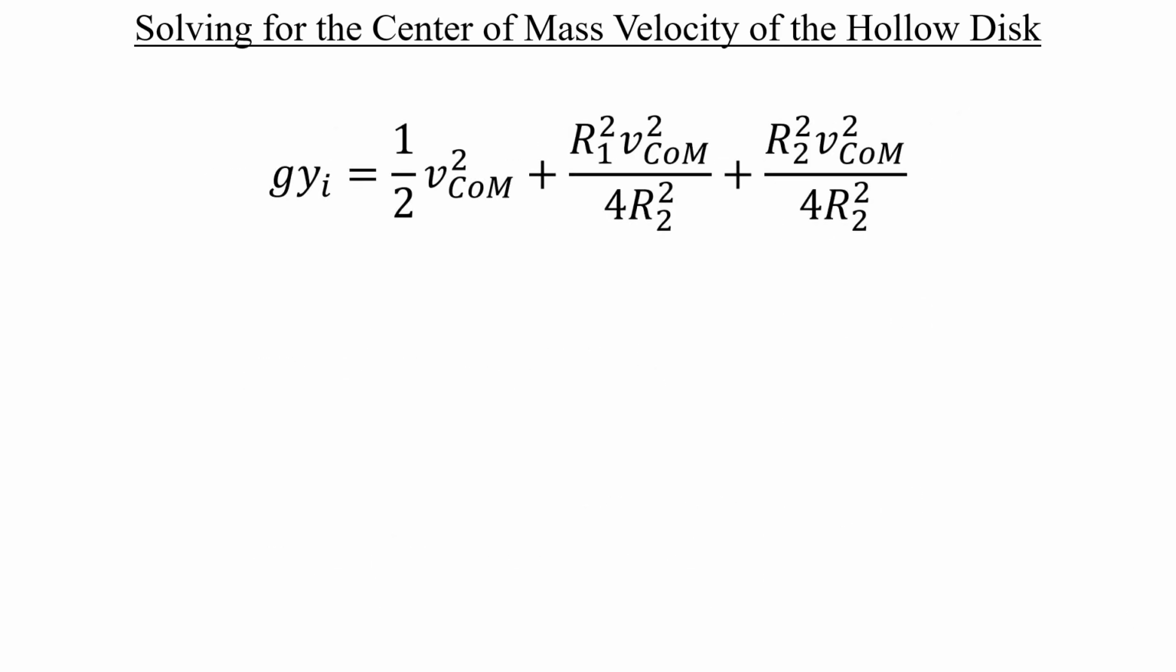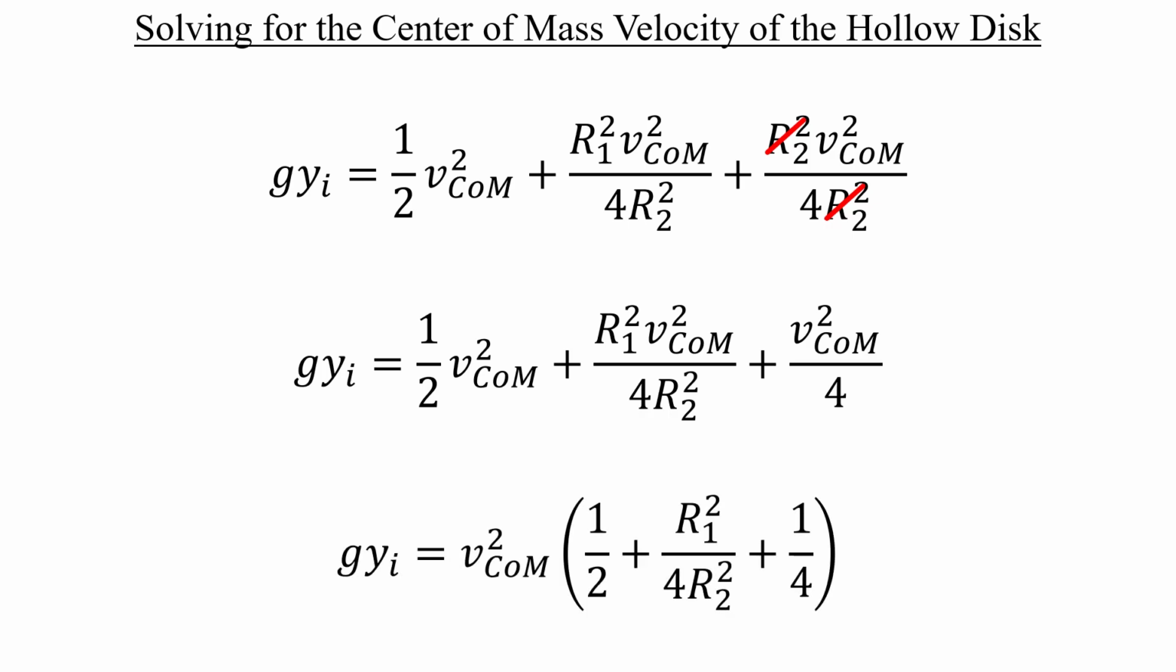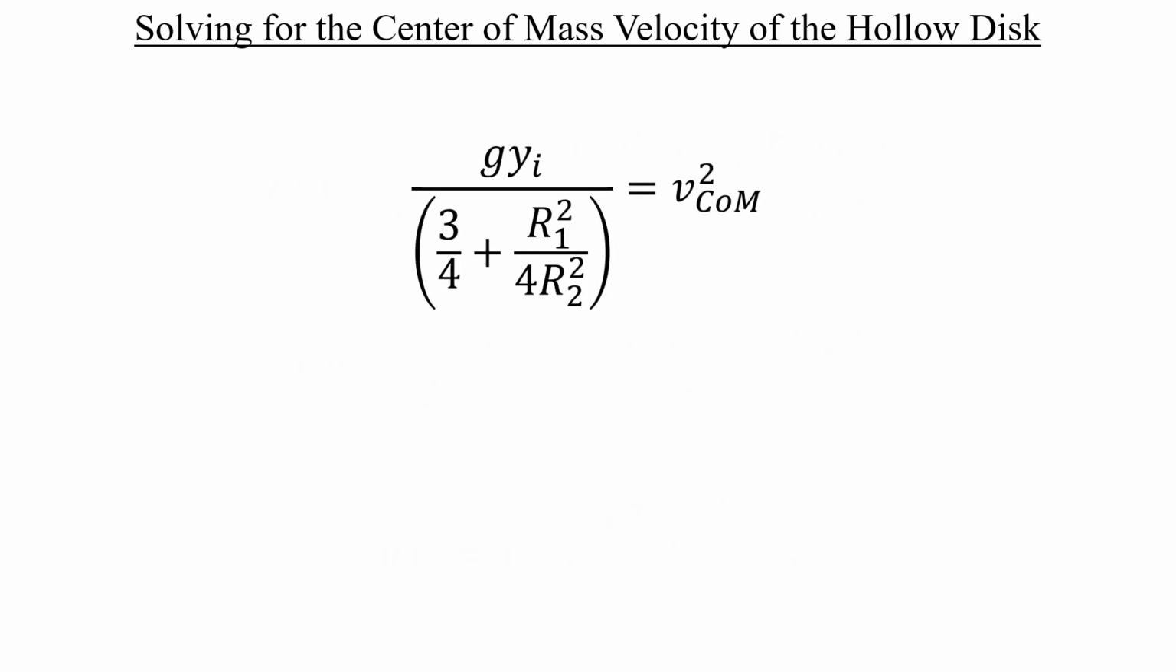We get an expression which has an R2 squared in the numerator and denominator of the final term. I'll cancel that out and then factor the V center of mass squared quantity from each term on the right. And that allows us to combine this 1/2 and 1/4 inside the parentheses together and turn it into 3/4. Nice. Let's divide both sides by the sum inside the parentheses here, and then we'll take the square root of both sides.